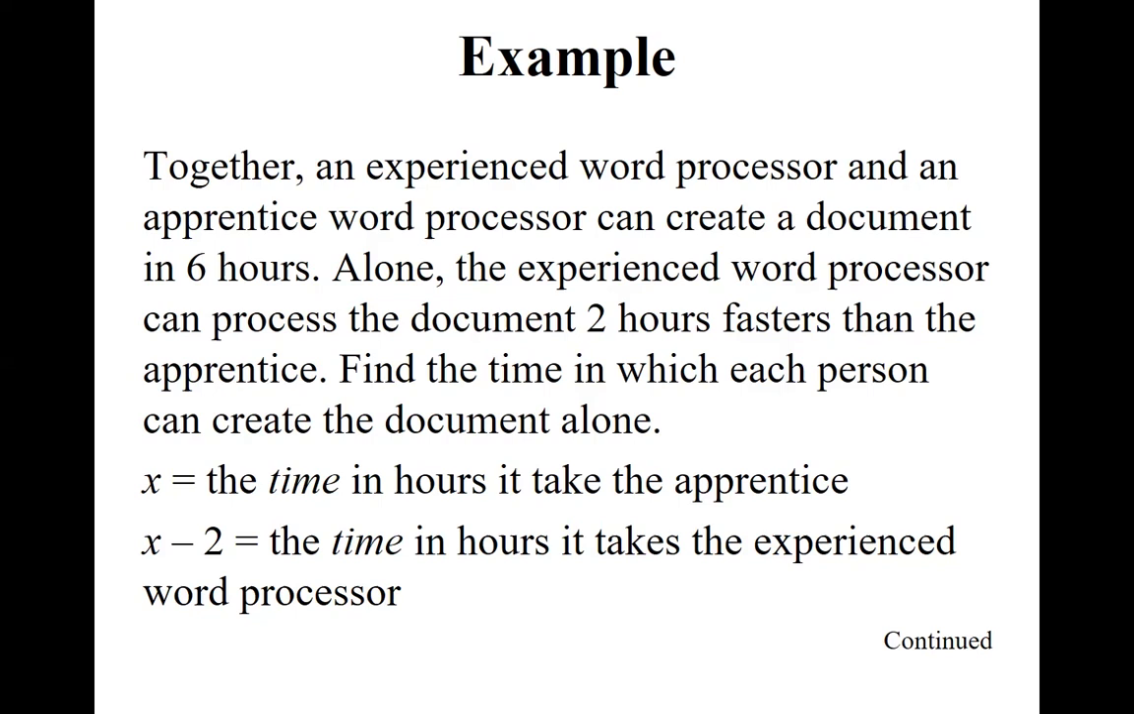Together, an experienced word processor and an apprentice word processor can create a document in 6 hours. Alone, the experienced word processor can process the document 2 hours faster than the apprentice. Find the time in which each person can create the document alone. So let's let x be the time in hours that it takes the apprentice. Let x minus 2 then be the time in hours it takes the experienced word processor, because they can do it 2 hours faster. That's some time minus 2.